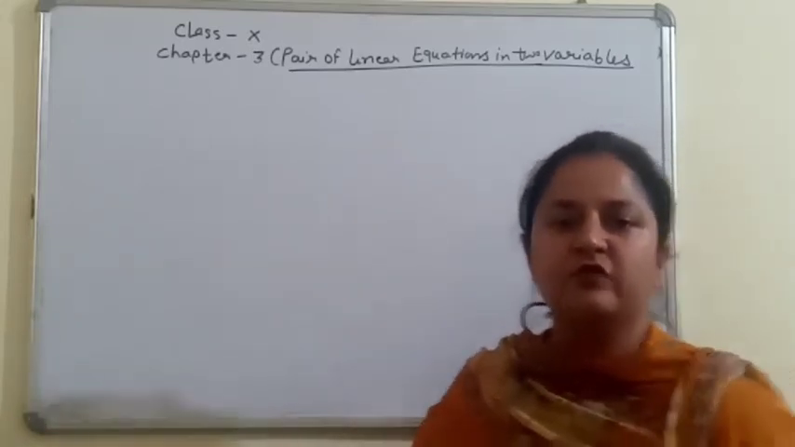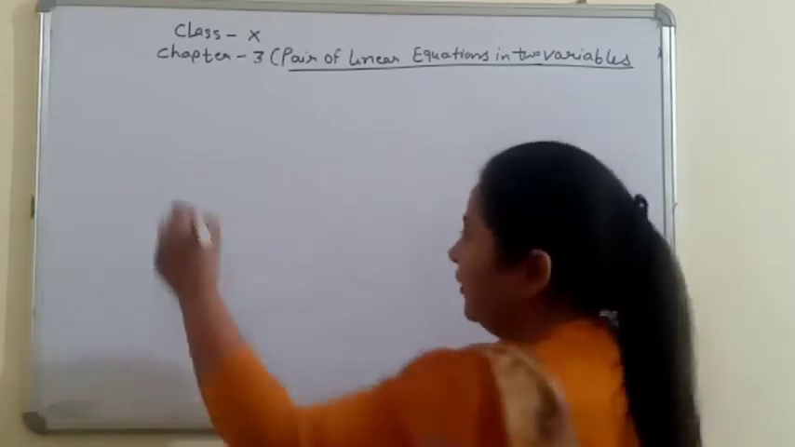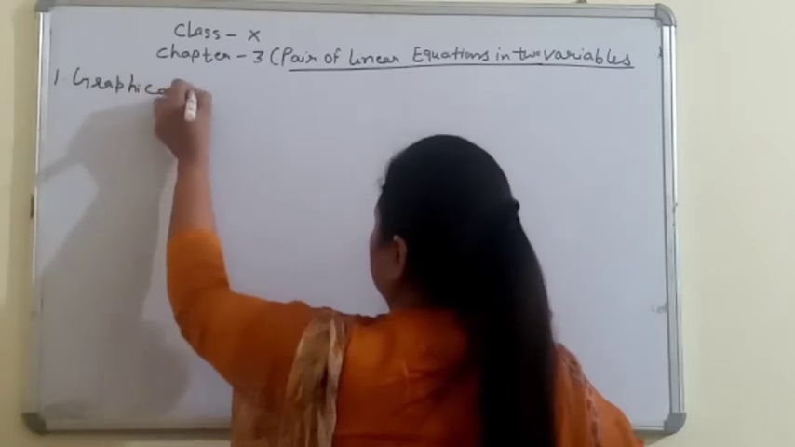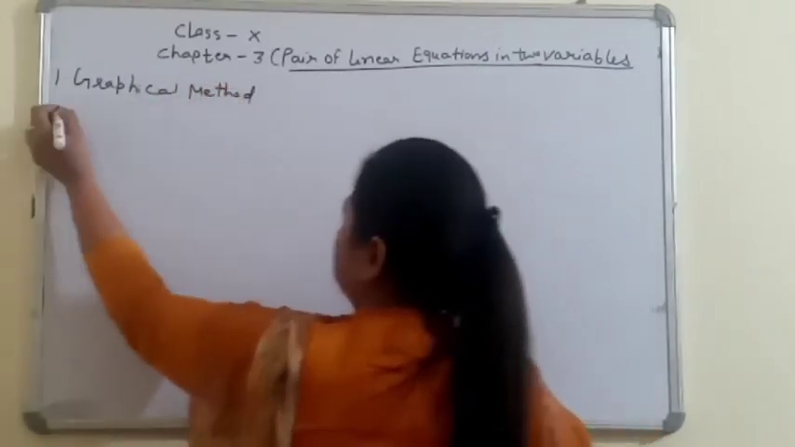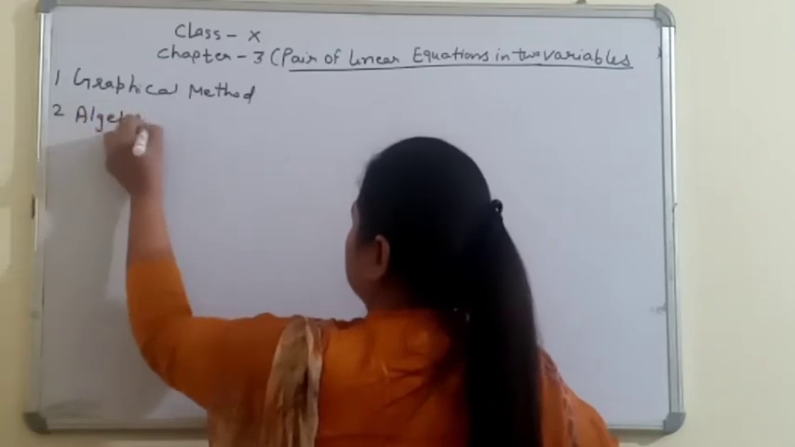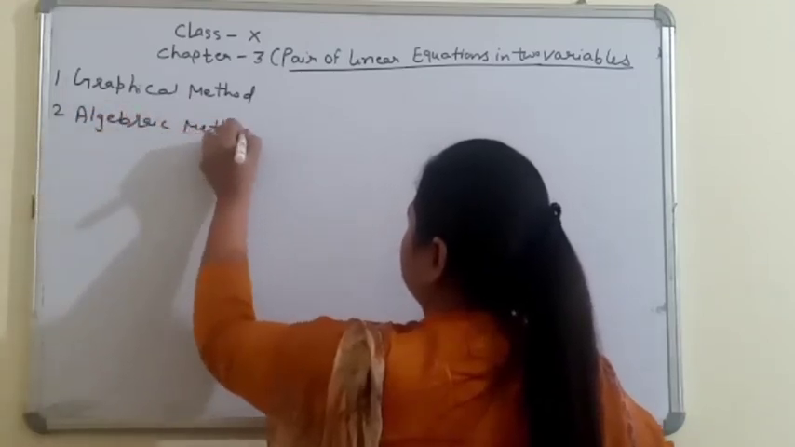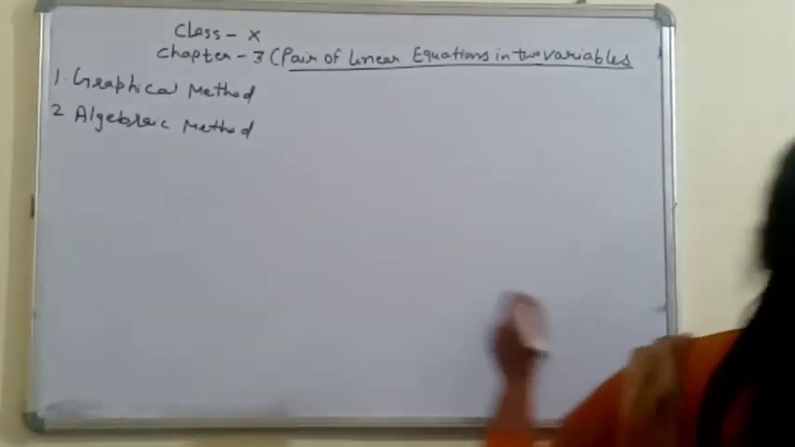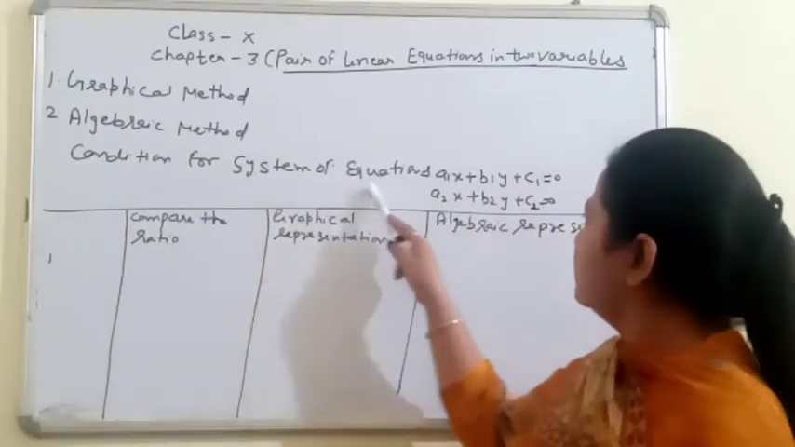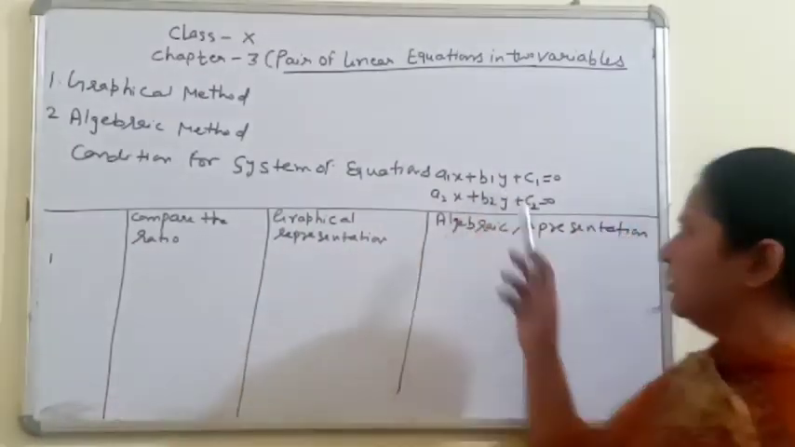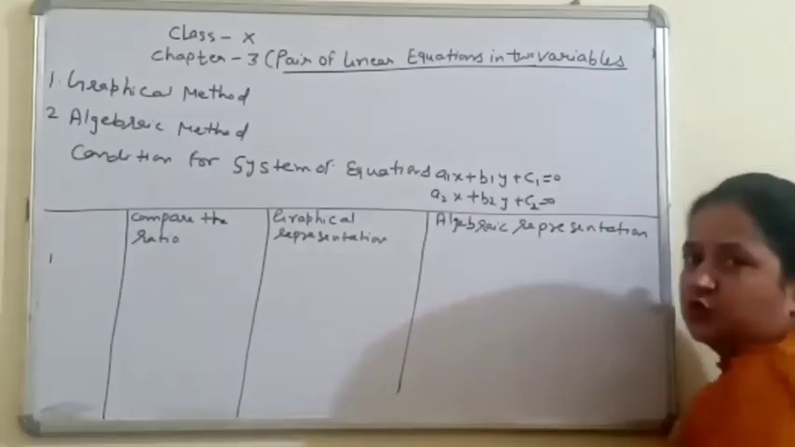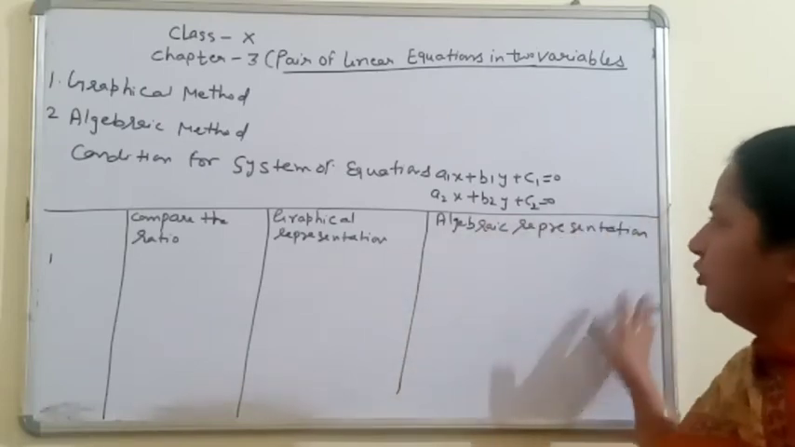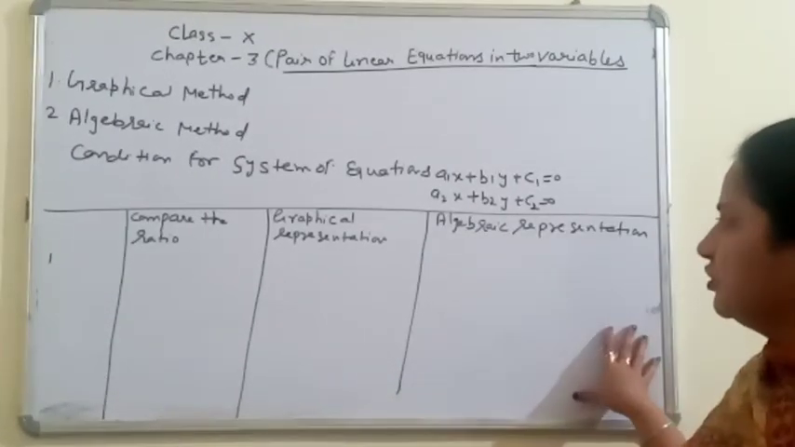So we have two ways to find the solutions of the equations. First method is the graphical method, and second is the algebraic method. So let's discuss the conditions for the system of equations. Here we have two linear equations in two variables, a1x plus b1y plus c1 and a2x plus b2y plus c2 equal to 0. These are the general form of the two equations of two variables.